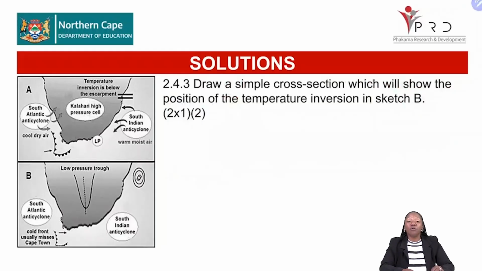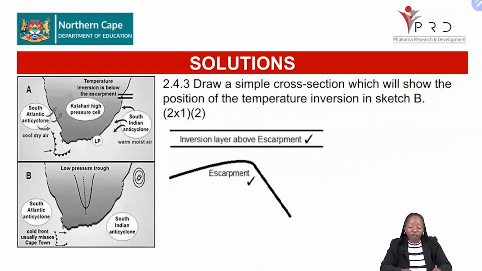Then your 2.4.3, you are supposed to draw a simple cross-section which will show the position of the temperature inversion in sketch B. So your temperature inversion in sketch B is above the escarpment. Why above the escarpment? Because we're looking at the position of the cold front, which usually misses Cape Town.